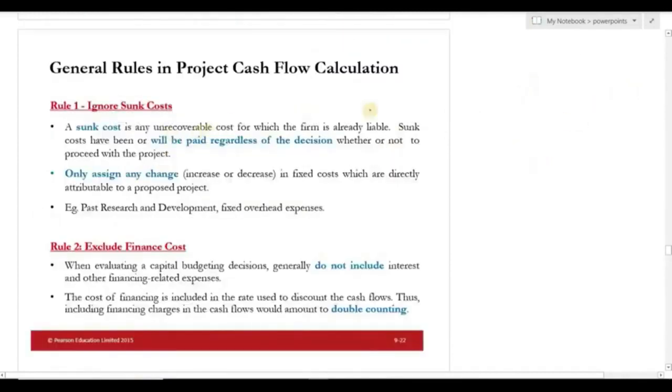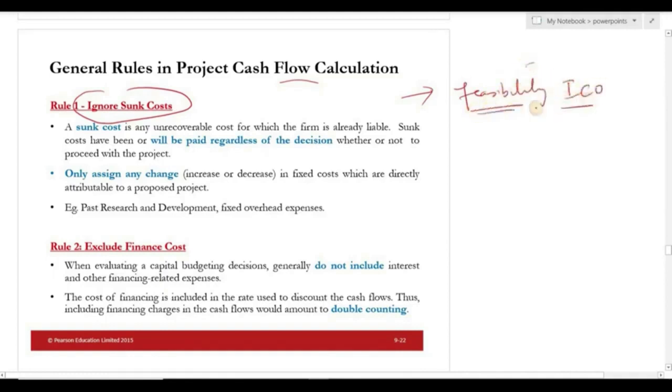Okay, now we have some rules for the cash flow estimation. Number 1, we are going to ignore the sunk cost. For instance, we have incurred some cost. Sunk cost is the cost that you used initially for the project feasibility, for instance a feasibility report, any survey, so that would not be part of your initial cash outflow. And we will only assign the cost that is related to the asset, so any cost that is related to the asset would be part of the cost.